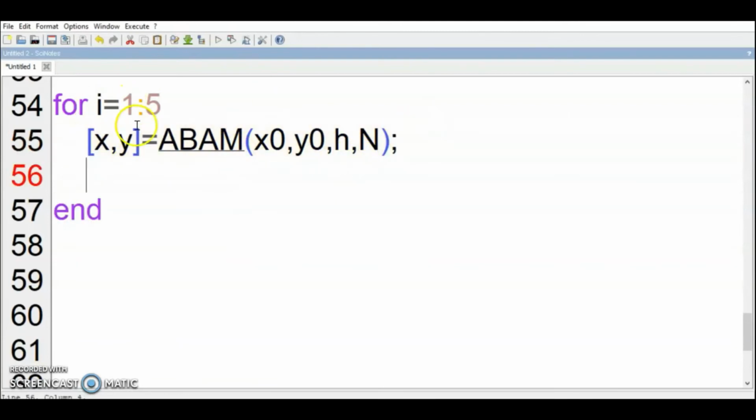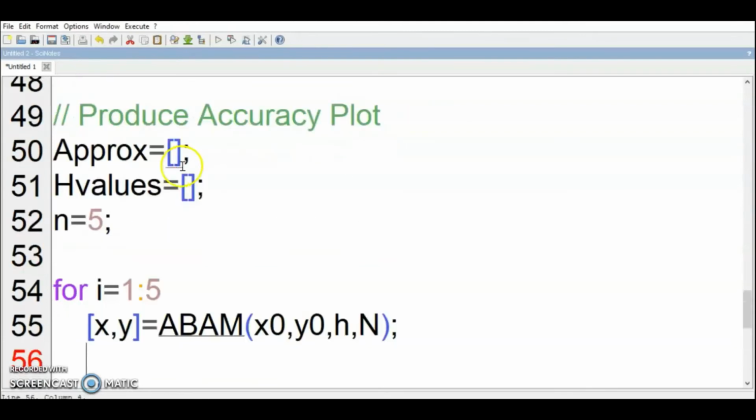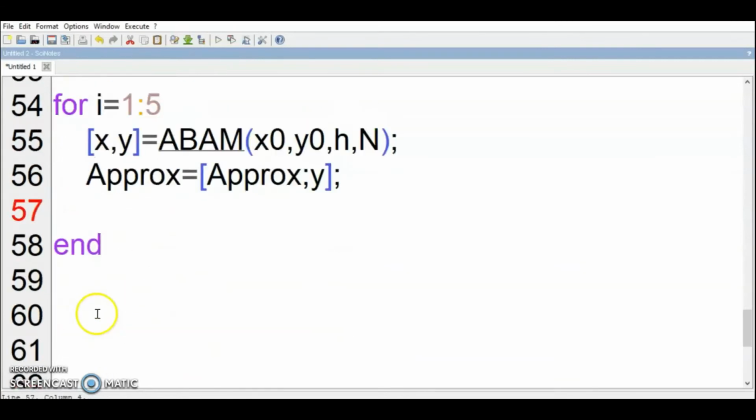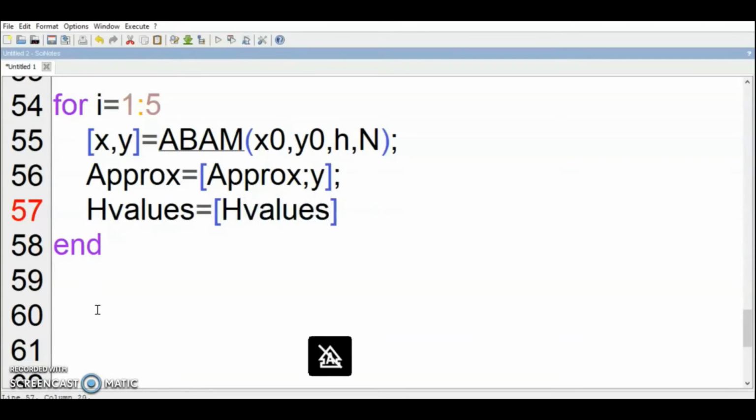Now I've got to store all these values obtained as my approximate values. So APPROX equals, and the values are all the y values. Make sure how you want to store it, because you have to store it in rows, not columns in this case. And then we have h values, my step size.